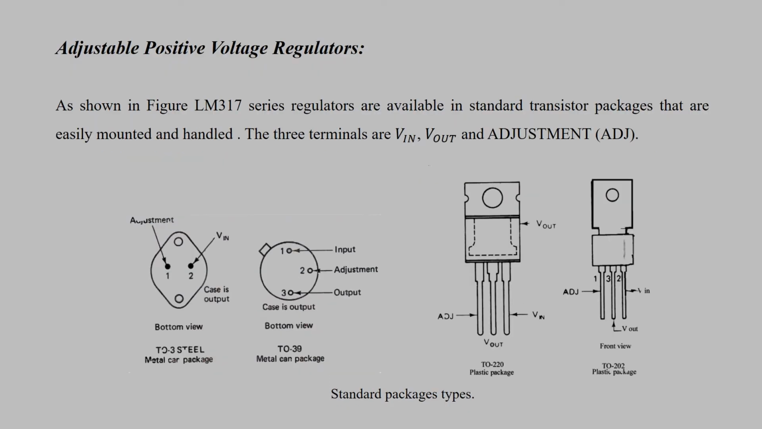As you can see in the figure, these are the standard packages and types available for the LM317 series. There are 3 terminals: V in, V out and adjustment. You can see the pin configurations for the metal can package and the plastic packages: TO3 steel, TO39, TO220 and TO202.